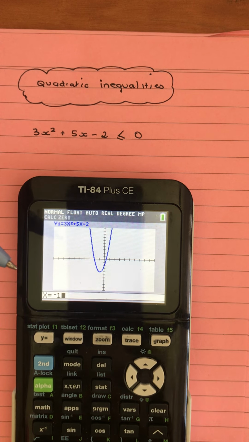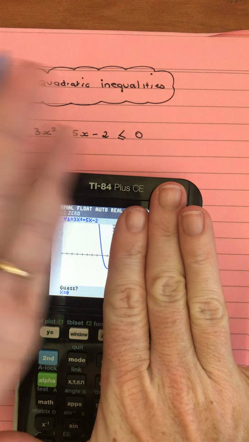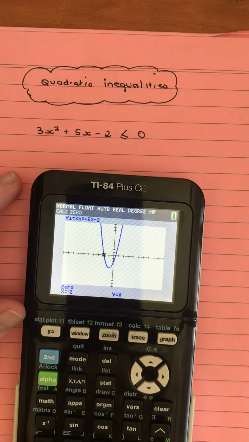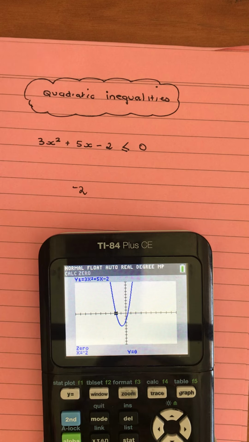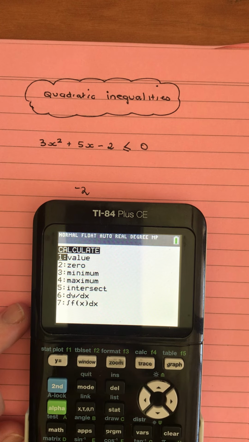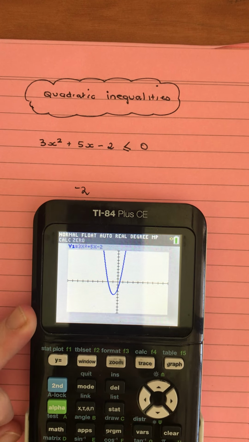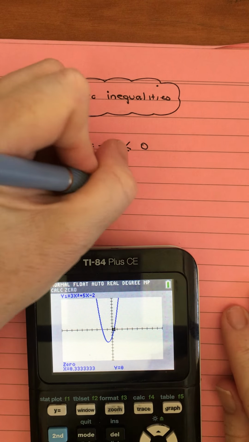So the first one I want to go between -10 and 0 because that's going to tell this side of the y-axis. So I get x at -2. And then I want to find the other one. So I will do second trace 0, and I want between 0 and 10 to look on the other side of the y-axis. And so I get that is at a third.